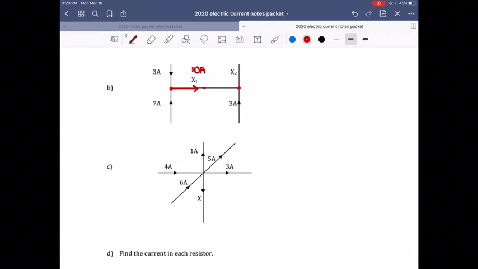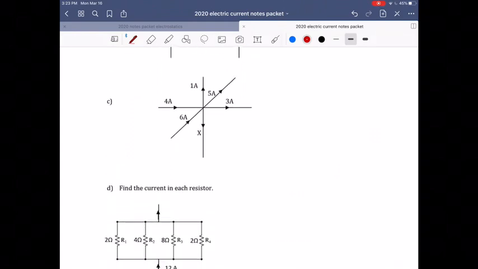Then we look at our next junction point. This 10 amps just continues along. So then we have 10 amps going into this junction, 3 amps going into this junction. So X2 has to be 13 amps going out.